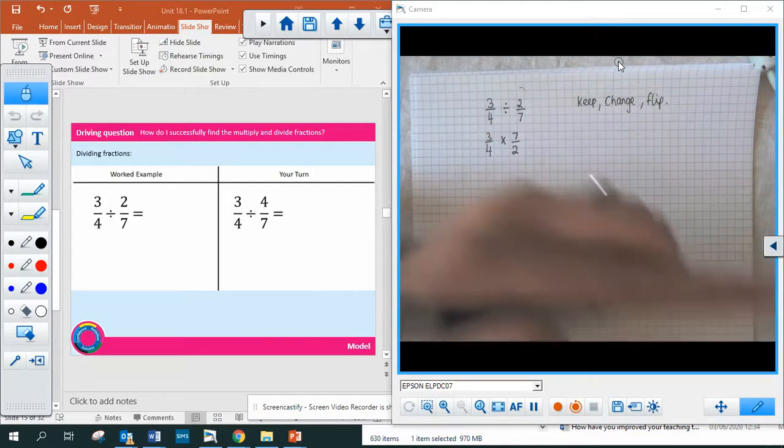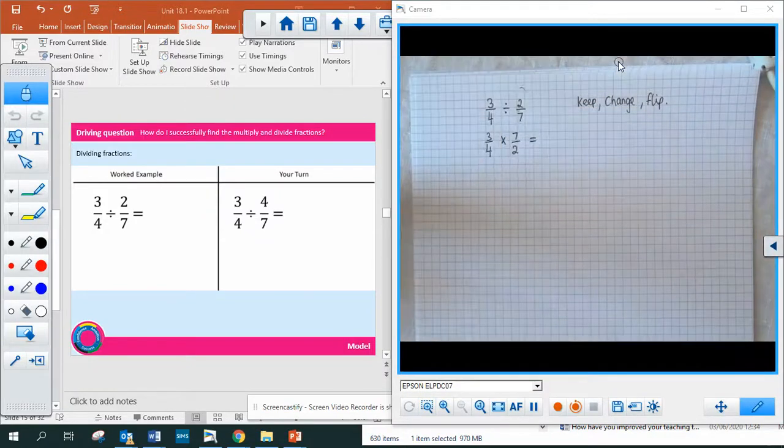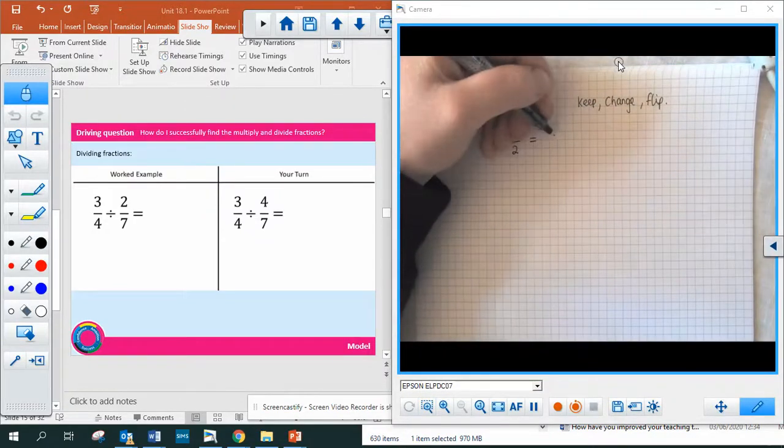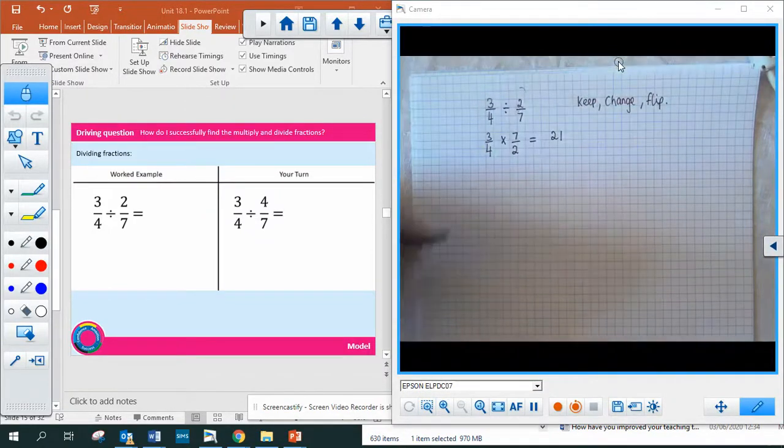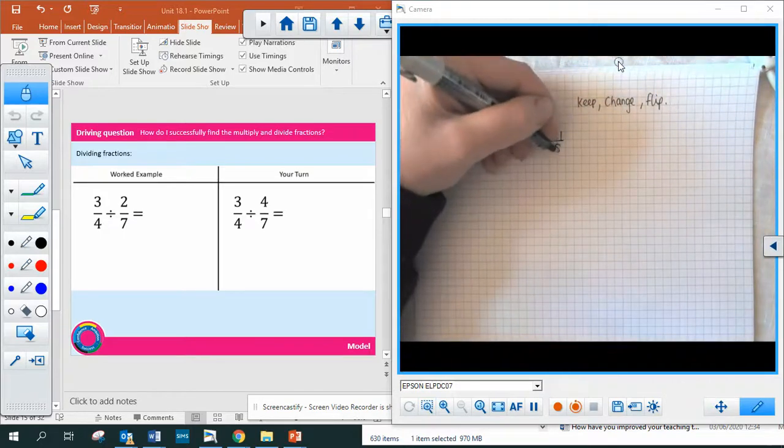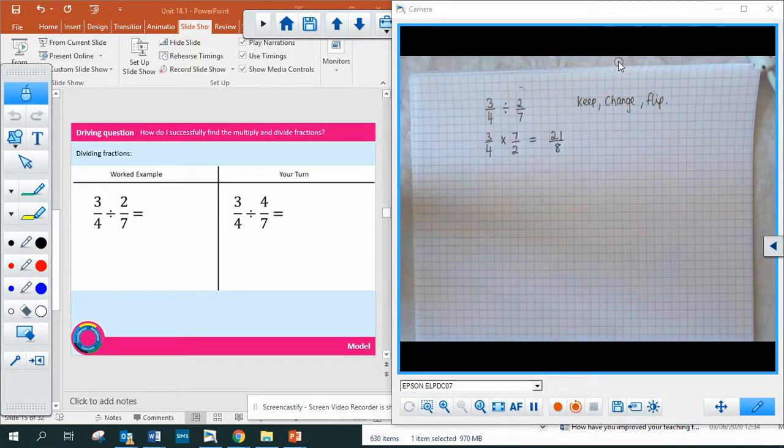Once I've done that, multiply as normal. Okay? 3 times 7 is 21. 4 times 2 is 8. And that's my final answer. Okay? Pause the video please, have a go at your turn, and then play when you're ready for the solution.